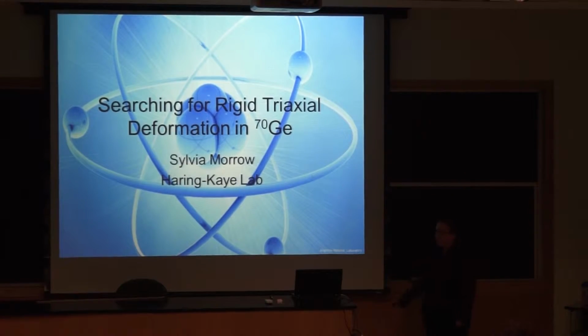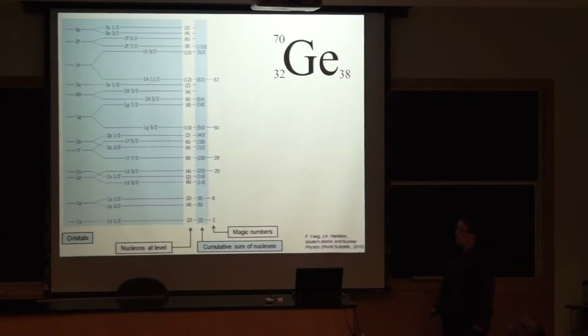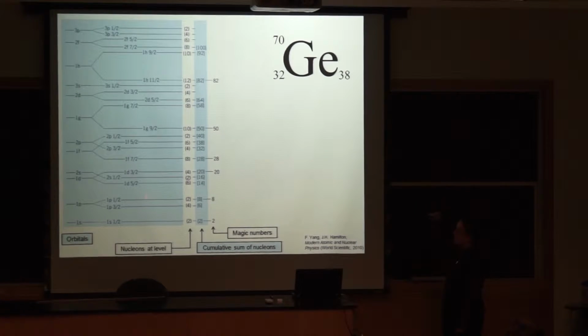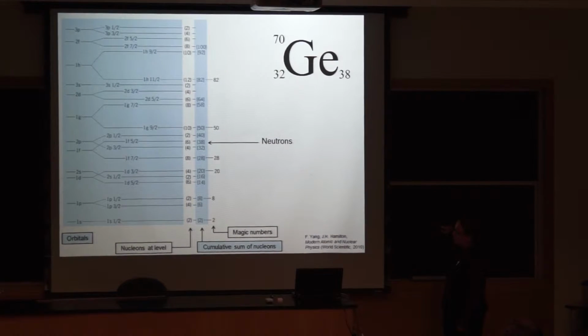Hello. So today I'm going to be talking about searching for rigid triaxial deformation in Germanium-70. Just to give you a little background, according to the nuclear model, nucleons fill orbitals in discrete shells like this. So for Germanium-70, where we have 32 protons and 38 neutrons, protons would fill up to here at 32, and then neutrons would fill orbitals independently, so up to here at 38. You'll notice both of them lie right here in between the two magic numbers 28 and 50, and this is significant because magic numbers correspond to closed shells in nuclei.